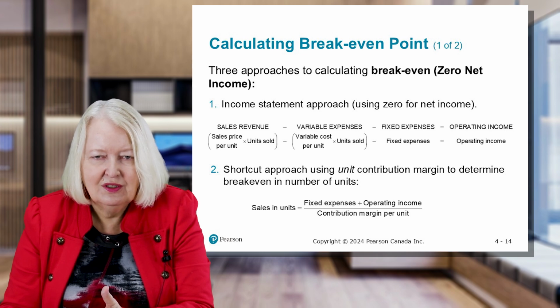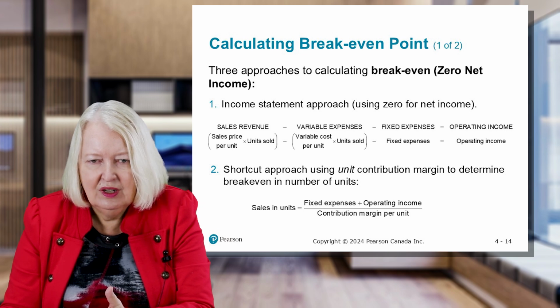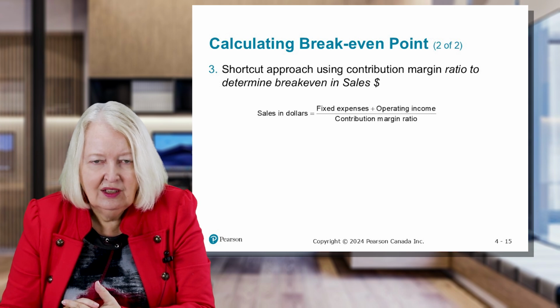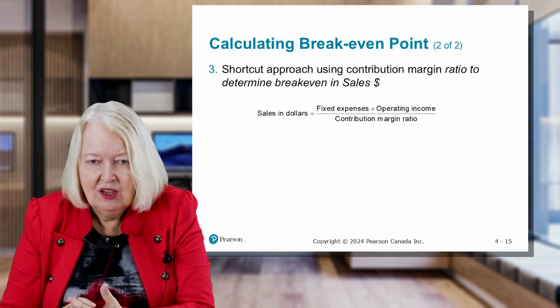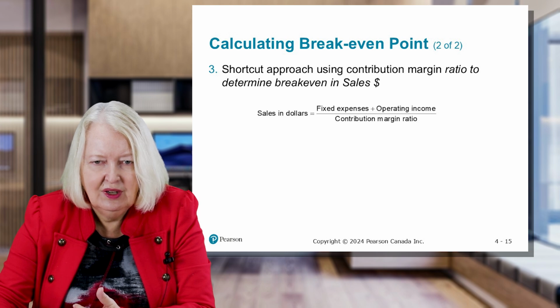Or the shortcut, which is the whole point of this chapter, is to say, how much do I have to sell in units to break even? So the fixed expenses plus the operating income, which would be zero, divided by your contribution margin per unit. So here you can also calculate break even in dollars. So it can be units or dollars. So in this case, again, if you're looking to calculate sales in dollars, you're going to divide by the contribution margin ratio. Whereas in the previous example, we're looking for sales in units, then you're going to divide by contribution margin, the dollar value of the margin on a per unit basis.